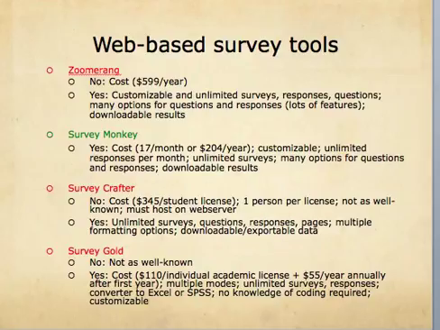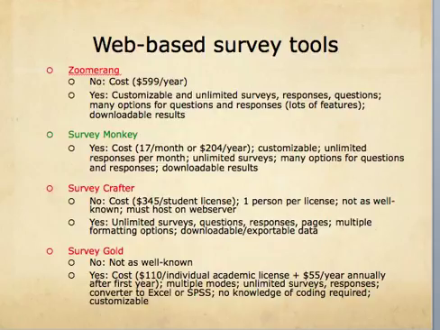SurveyMonkey is one of the cheapest. It's about $204 per year or $17 per month, and you can customize the survey and have an unlimited number of participants complete the survey. You can have unlimited surveys, and there are a lot of options to design the survey as well as download results.